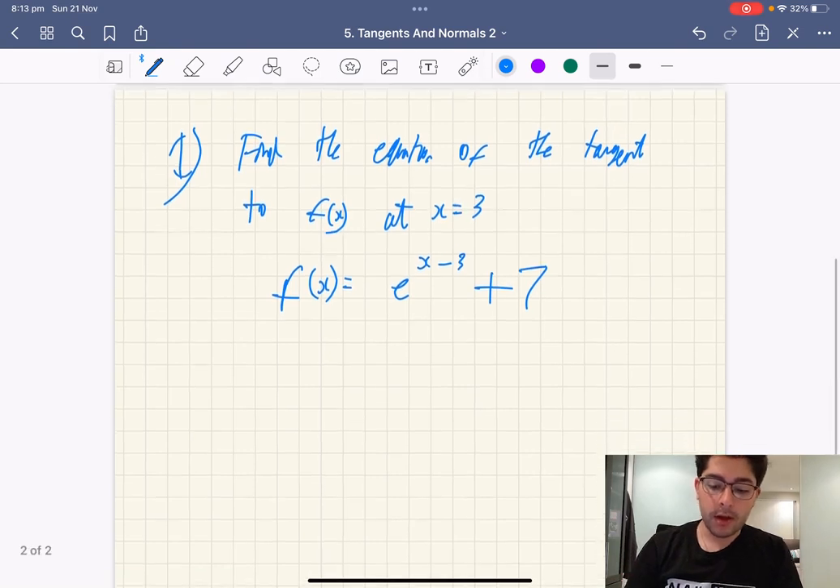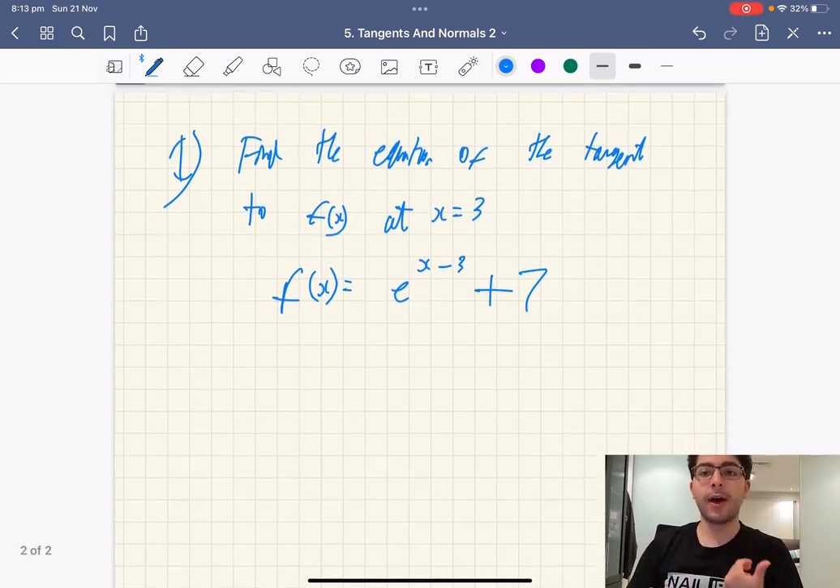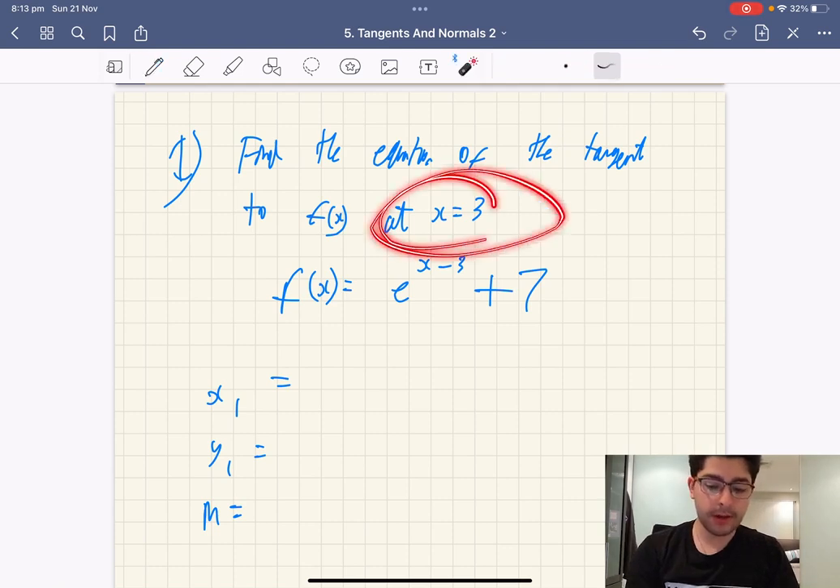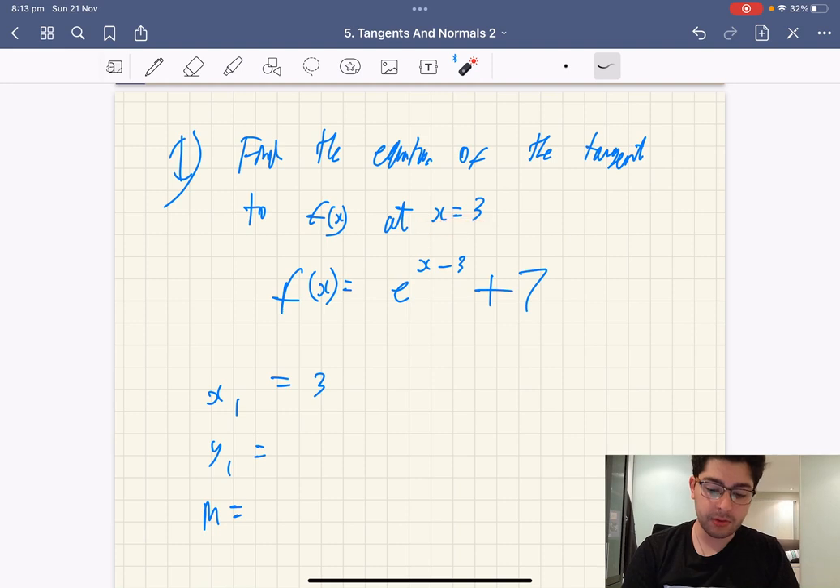So, what we need to also acknowledge is when we find the equation of a tangent, we need to go through the same process of writing that checklist up. So, x1, y1, and m. Now, x1, of course, I've given: x equals 3. And then to find y1, we can just sub in x equals 3 into f of x. But I'm not going to do that.